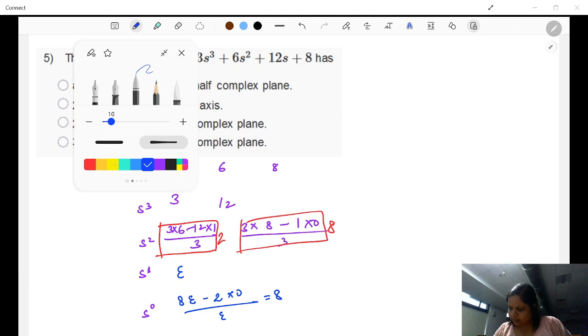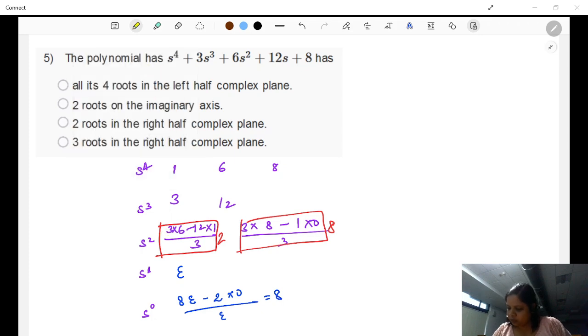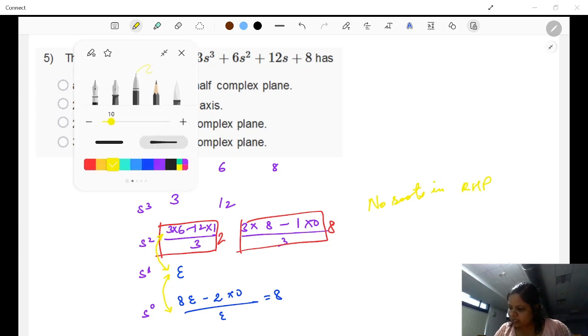When you try to track the sign changes, you will see that there is no sign change from here to here, and there is no sign change from here to here. Okay. So since there are no sign changes anywhere in the Routh table, the roots definitely do not lie in the right half of the S plane. This is clear now: no roots in the RHP.